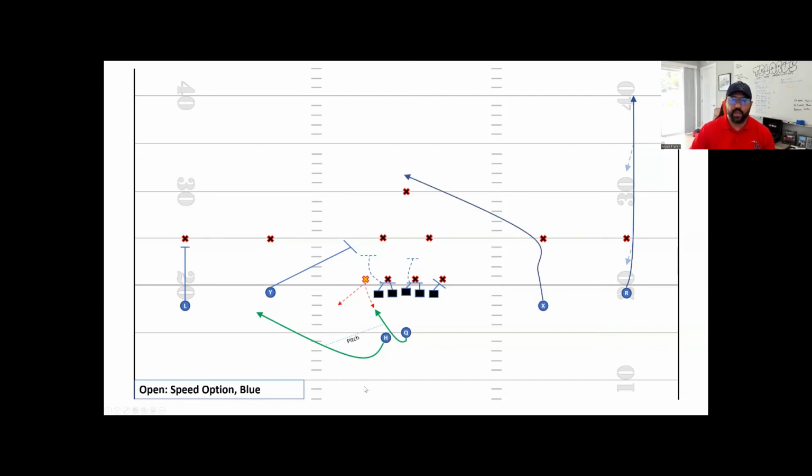So that was the speed option, both left and right. We will drill this a million times in practice, especially this pitch relation, which is the responsibility of the running back to be in perfect pitch relation to the quarterback at all times. We'll cover that extensively in practice.